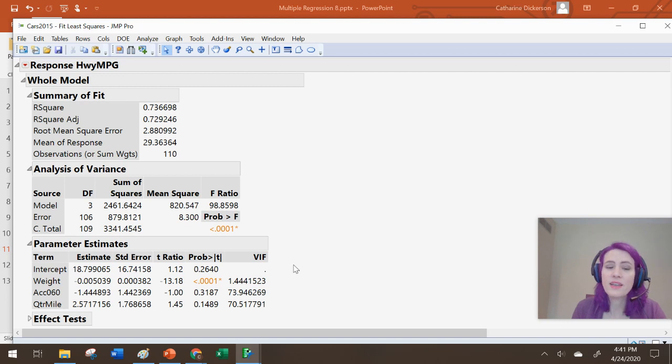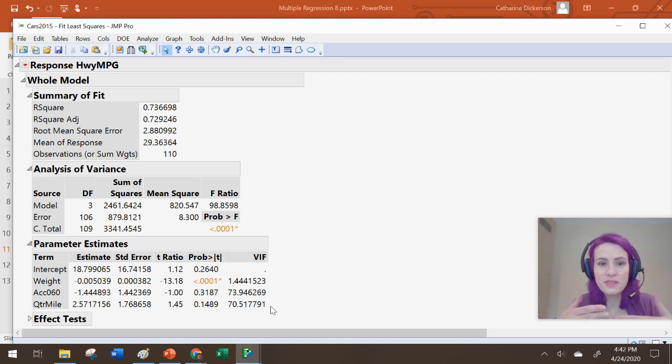The intercept doesn't have a VIF, so that'll always be blank. It looks like weight has a VIF of about 1.44. So that's good. It's below 10 and it's below 5 also, so no concerns about weight being in the model. For acceleration, though, and for quarter mile, they are both really high.